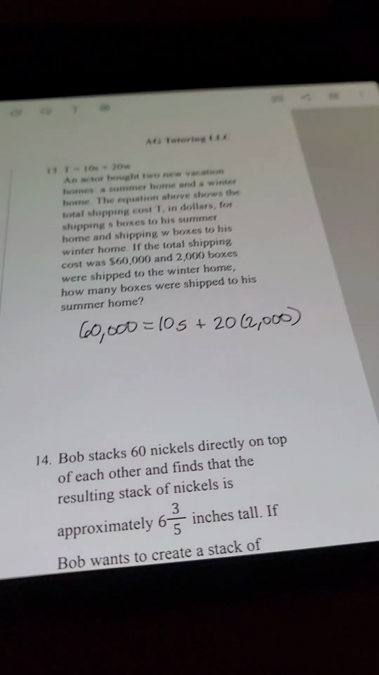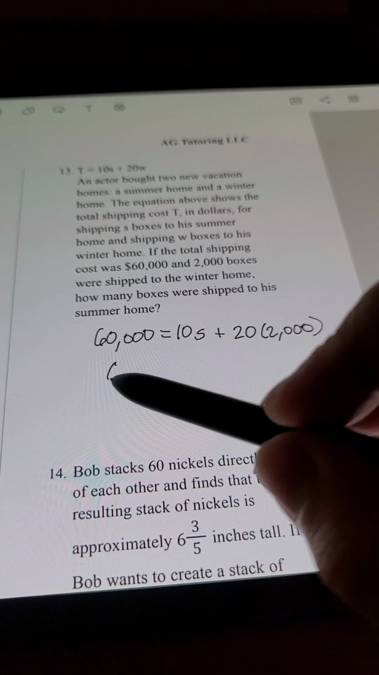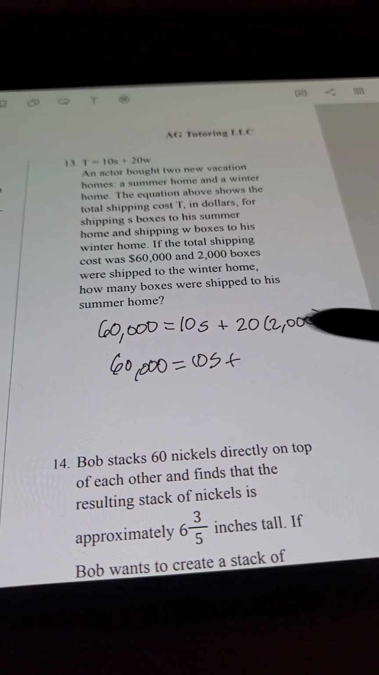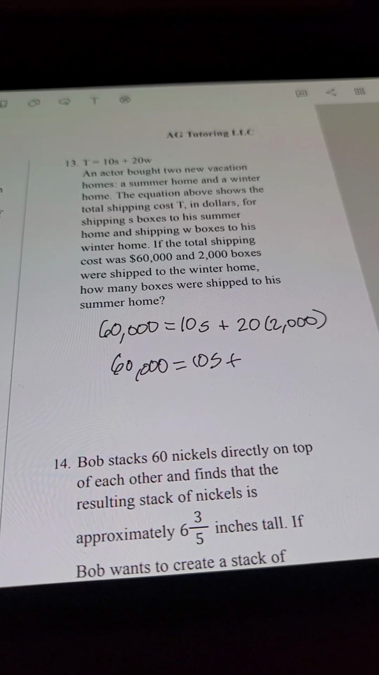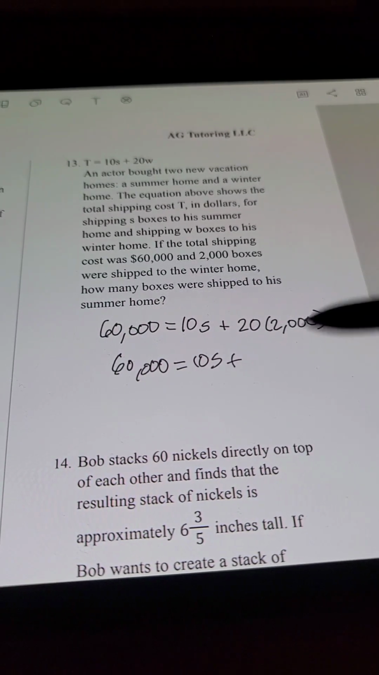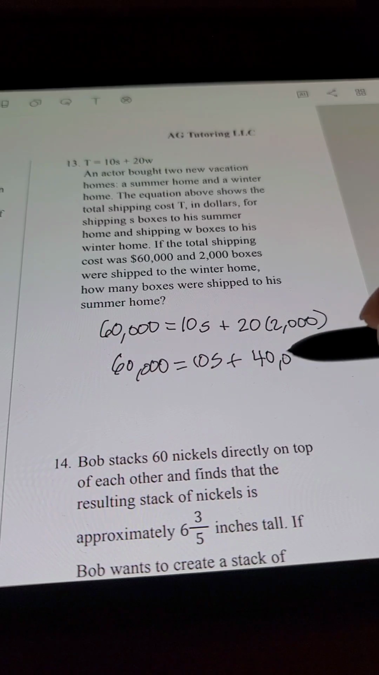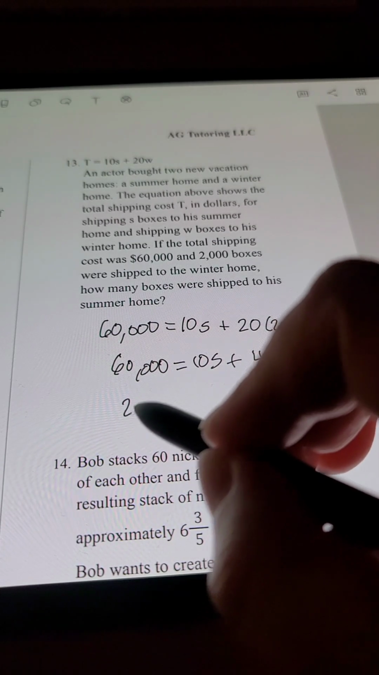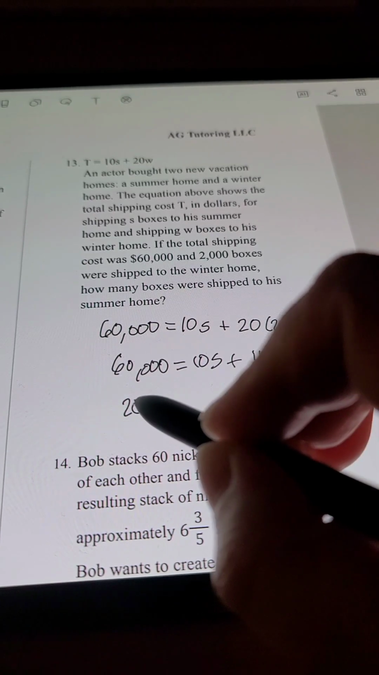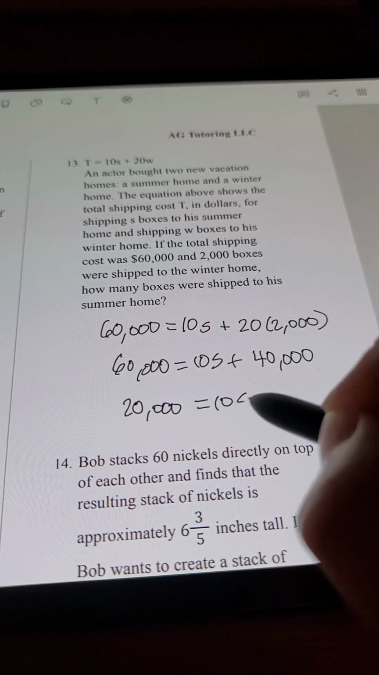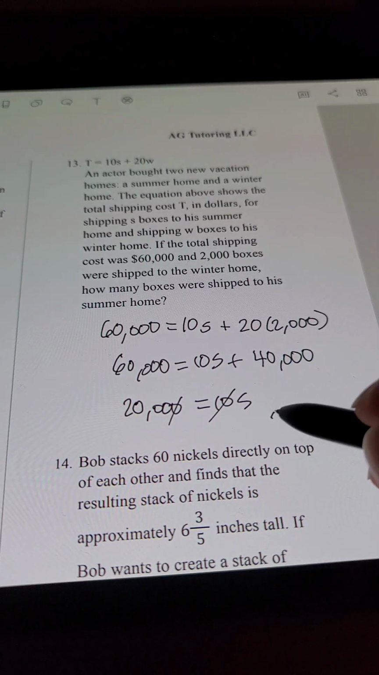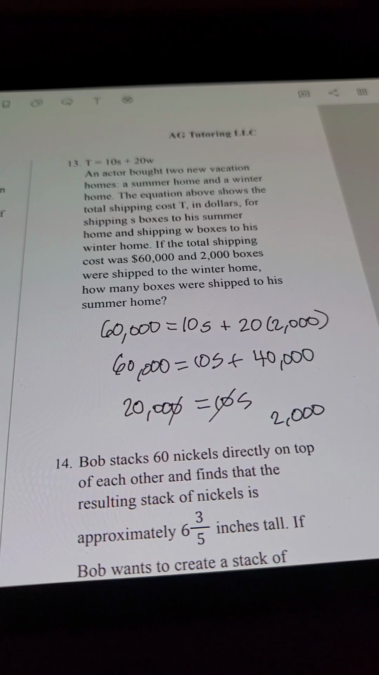So now I just need to say, okay, 60,000 is equal to 10s plus, now I just need to multiply this, and that equals 40,000. So now I'm going to subtract 40,000 from each side. That's going to give me 20,000 equals 10s. Divide by 10 on each side, and I get 2,000 for s. So it's 2,000 summer boxes, so that's the answer.